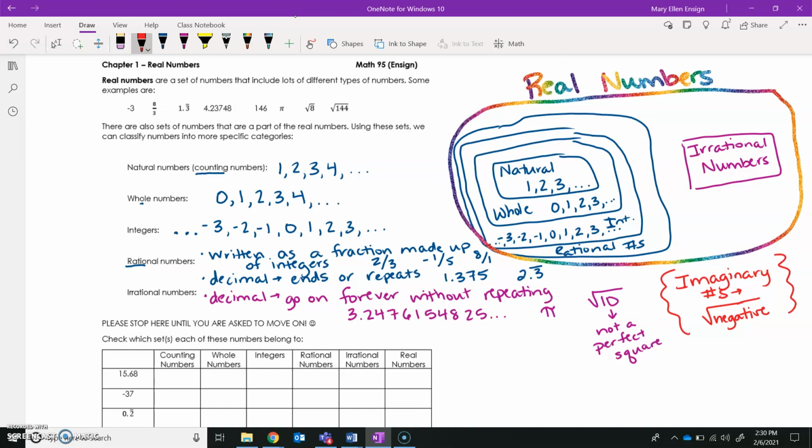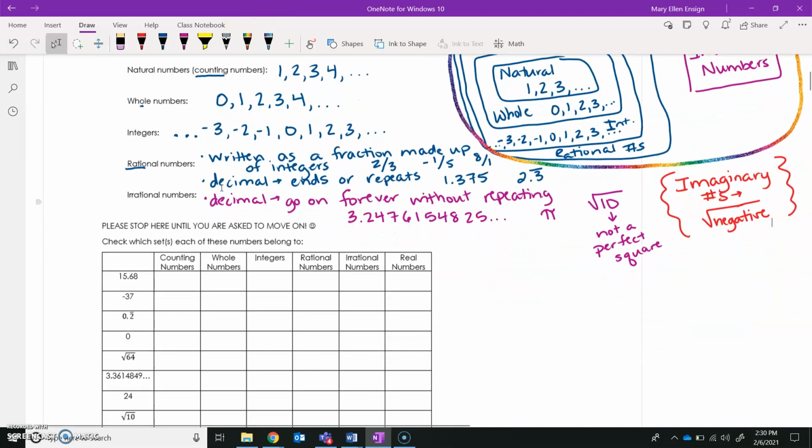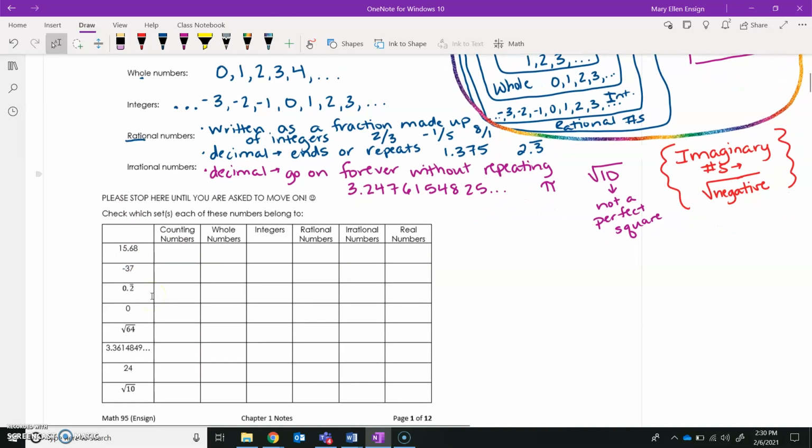Okay. All right, so now here, down here, we're asked on this page to check which set or sets each of these numbers belong to. So I'll do the first couple, and then I'll pause it so you can do the rest. So 15.68, okay, think about counting numbers, remember, or natural numbers. They mean the same thing. Those are the ones you'd use to have someone count their teddy bears. I don't think you're going to start with 15.68, right? So we can say that that is not a counting number.